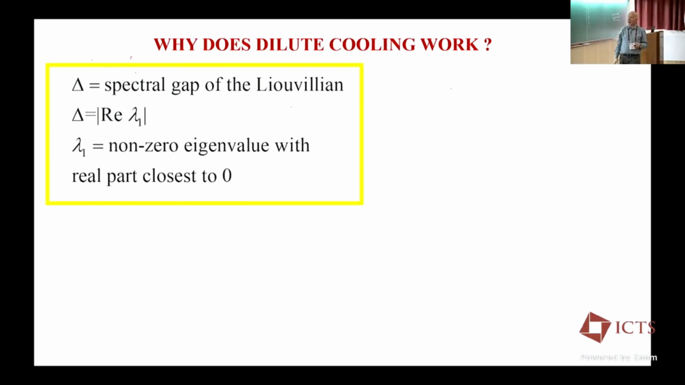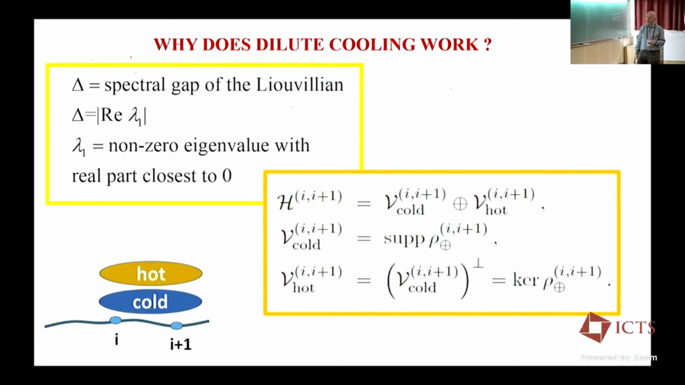So now I denote by delta the gap of this spectrum, which is the magnitude of the real part of the eigenvalue closest to zero. And this delta represents the slowest rate of decay towards this ground state.